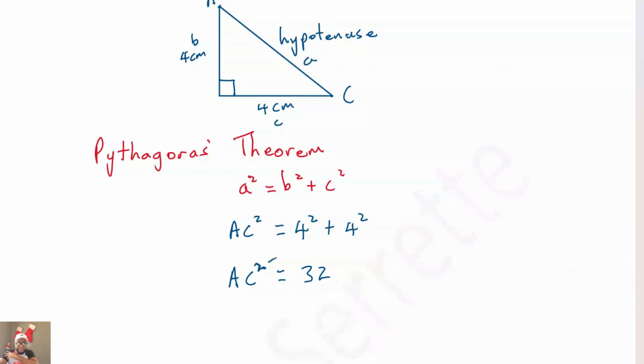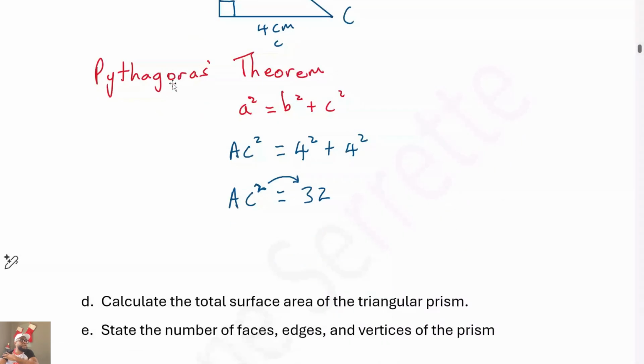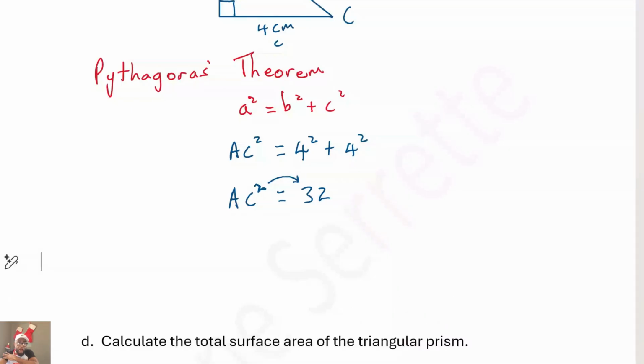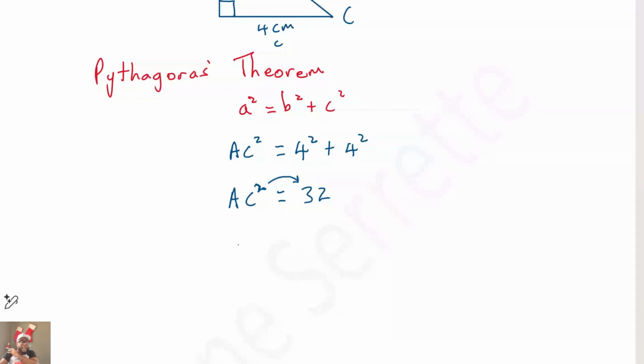Now I need to find AC, not AC squared. How do I get rid of this squared here, my children? You do the opposite of squared on the right hand side. So AC would be equal to the square root of 32. Right, Tyrese? You understand this, Tyrese?